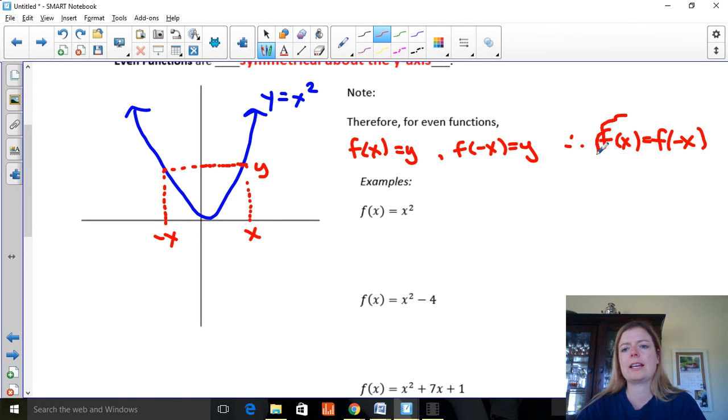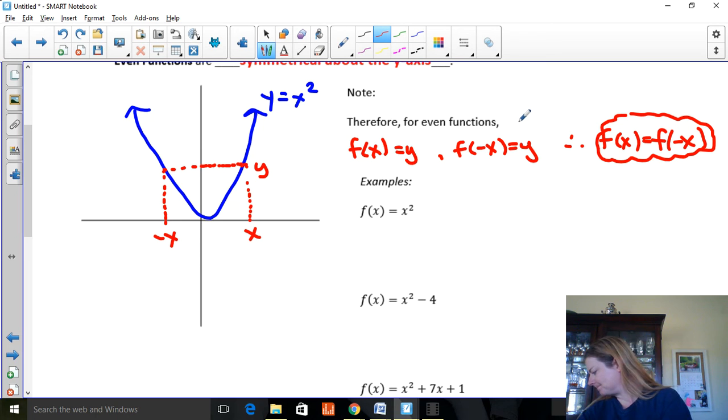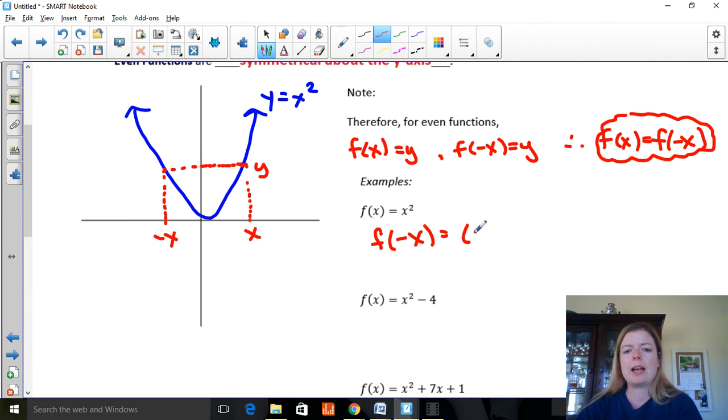So that is what an even function is. Examples: x squared. So f at x is equal to x squared. If I wanted to find f at negative x, I would just put in a negative x and square it. And negative x squared is actually just x squared. Aha, that's just the same as f at x. So therefore, that's an even function.